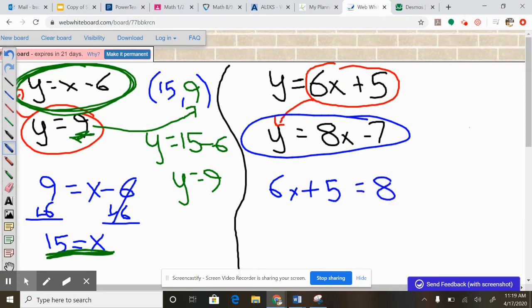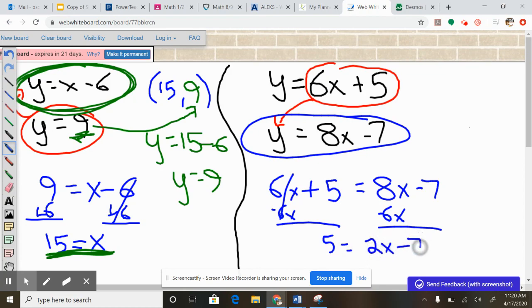equals 8x minus 7. Notice the whole point of this really is up top I had equations that had an x and a y. They had two variables in it. But now when you look at this equation, I only have x in it. There's no more y. So now it's an equation I can solve. I'm going to go ahead and subtract 6x on both sides. That'll cancel over here. And I'll get 5 equals 2x minus 7.